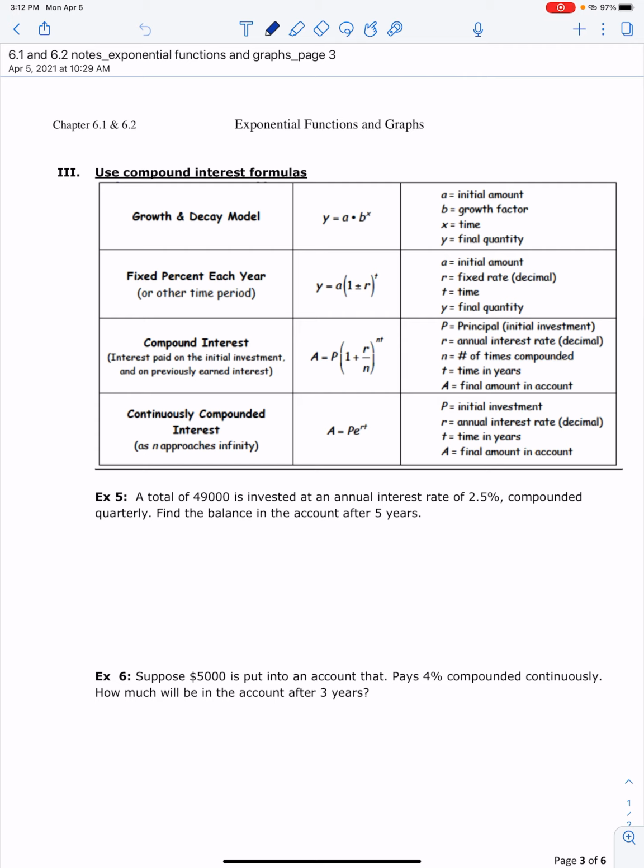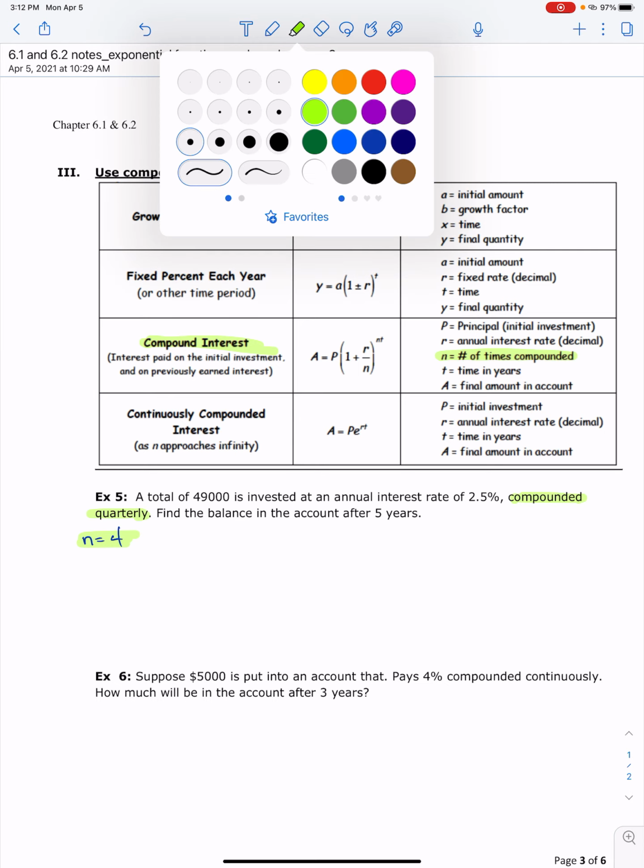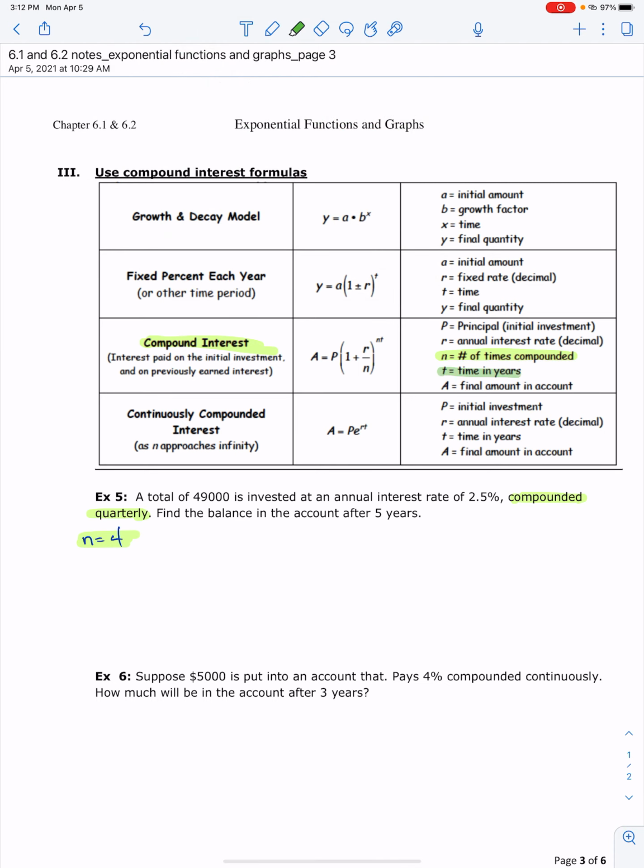We have a total of $49,000 invested at an annual interest rate of 2.5% compounded quarterly. So I'm going to start with that part, compounded quarterly. I want this compound interest formula. Quarterly means that my n is going to be 4, 4 compounding periods each year. We're cutting this into 4 parts. Okay, we have t as our time, 5 years.